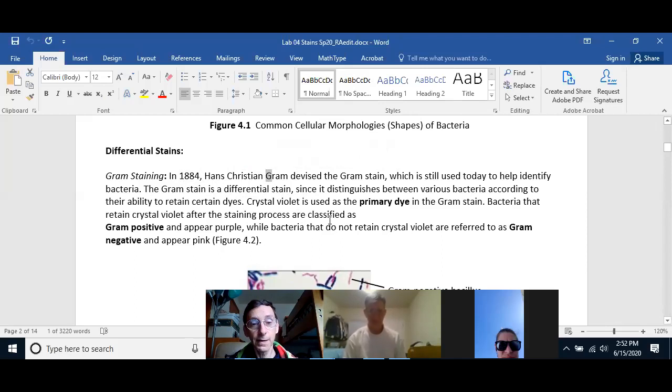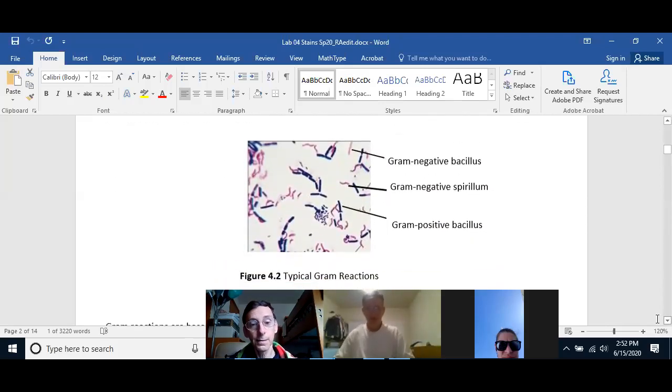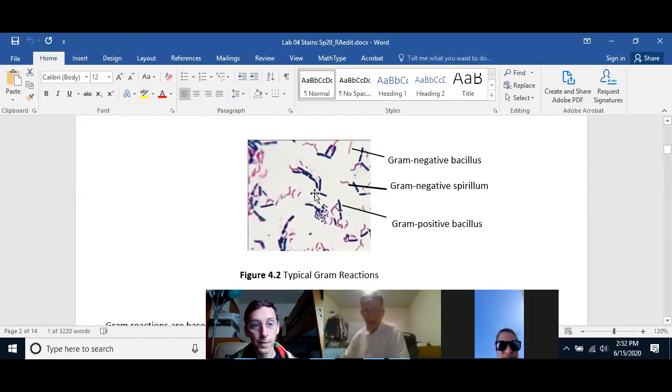He uses crystal violet as the primary dye, and if bacteria retain that dye, we call them gram positive. Bacteria that do not retain the crystal violet, we call them gram negative, and then they will appear pink because they are colored by safranin, which is the counterstain. And here we're looking at a mixed culture of cells, and we see gram positive bacilli, gram negative spirillum, gram positive bacillus, and maybe gram positive cocci right there.